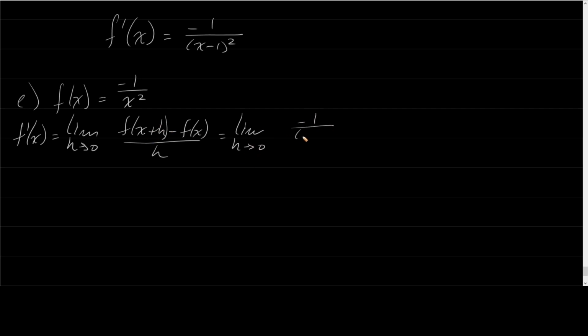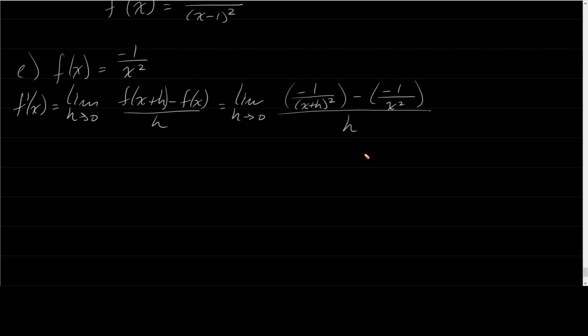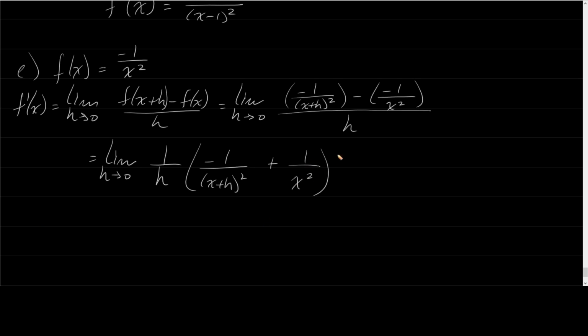So I have -1 over (x plus h) squared minus -1 over just x squared, and all of this over h. Again, here I have fractions over fractions. We don't like that. So I'm going to rewrite this as the limit as h goes to 0 of 1 over h times -1 over (x plus h) squared. Distributing this negative, I end up with plus, right? A negative times a negative is a positive. So plus 1 over x squared, which now I can do is come up with a common denominator.